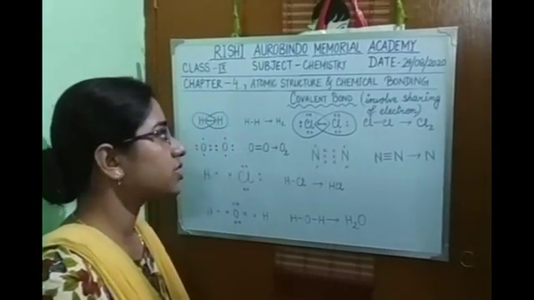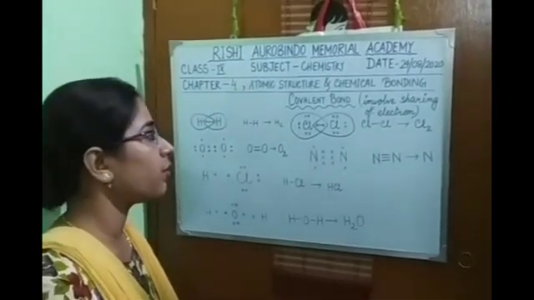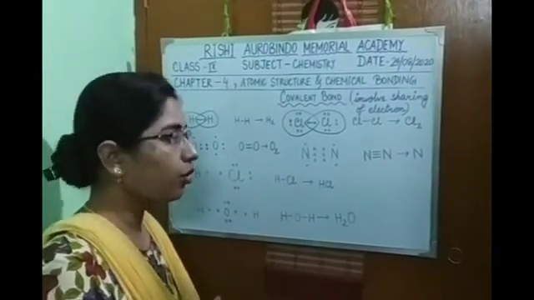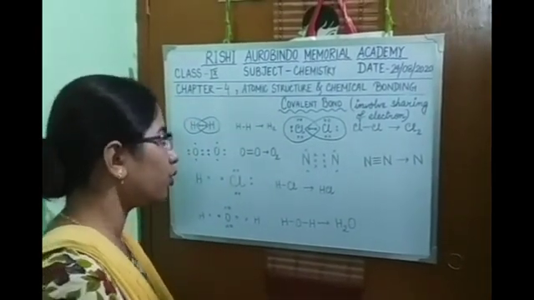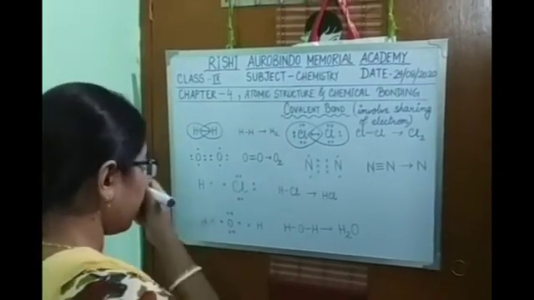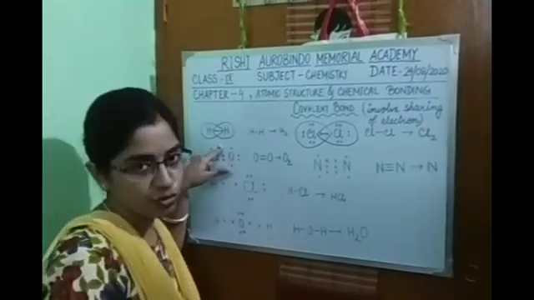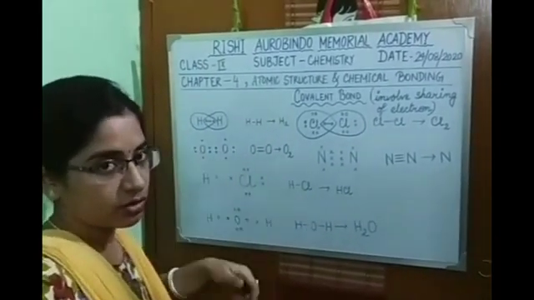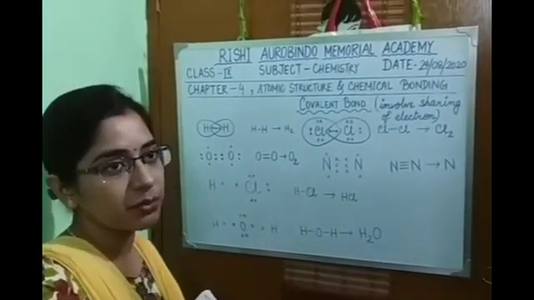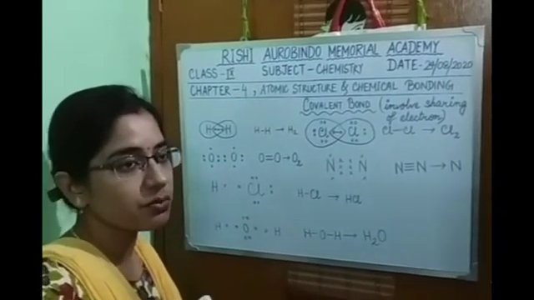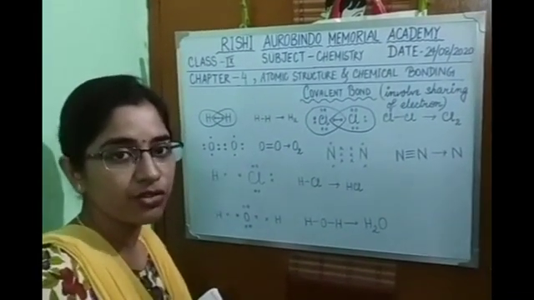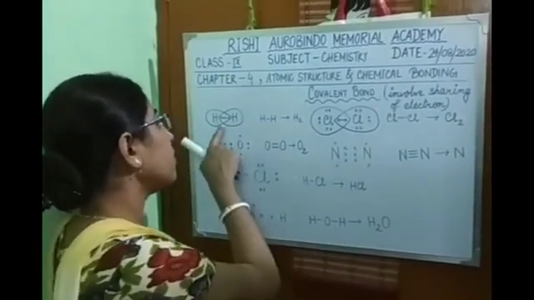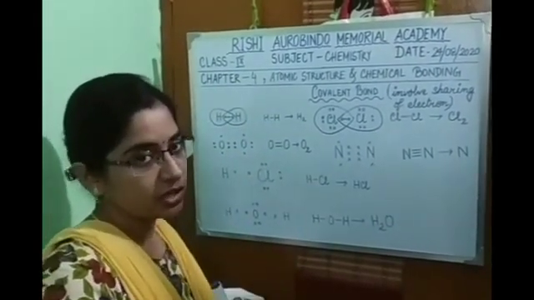Now we are going to discuss a few examples of covalent bonds. First, how hydrogen formation occurs by covalent bond. The last shell of hydrogen contains one electron, so the valence electron number is 1. Valence electron means the number of electrons in the outermost shell. So here hydrogen has one electron in the outermost shell.